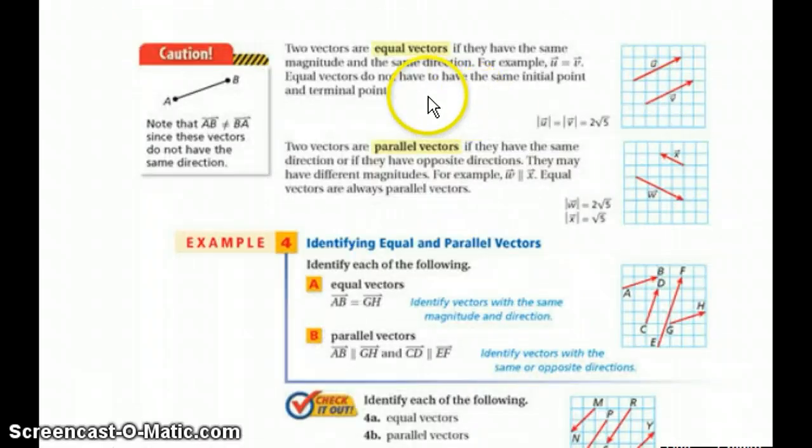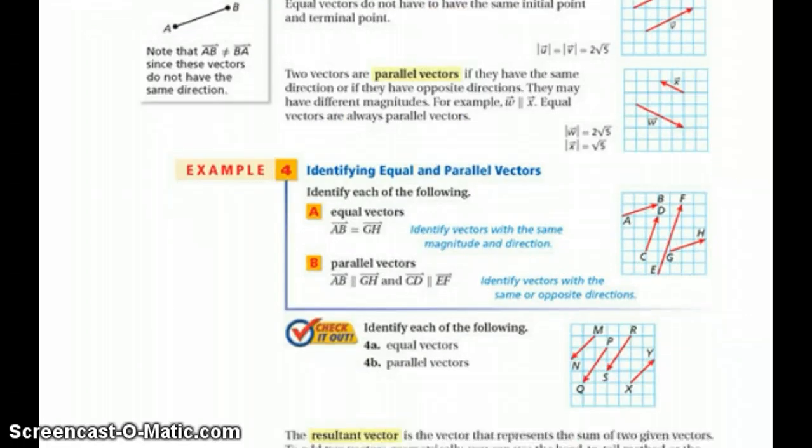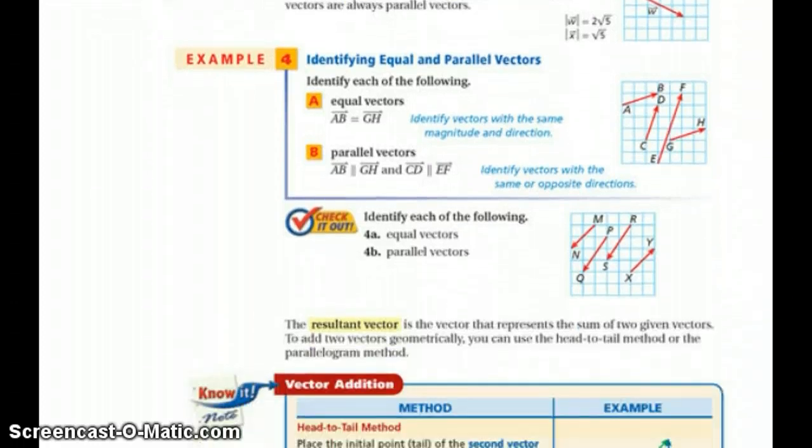Then we have a couple of other terms here. Two vectors are equal vectors if they have the same magnitude and the same direction. Okay, same magnitude, same direction. Two vectors are parallel if they have the same direction or if they have opposite directions. So you can see here, these would be parallel as well as these here would be parallel, even though they're going the opposite direction. And then we have an example here just showing you labeling equal vectors and parallel vectors.